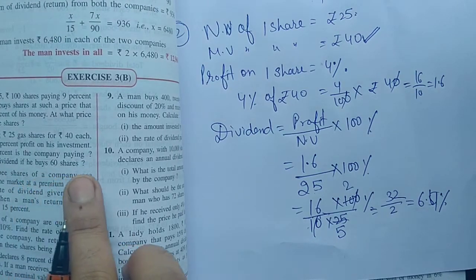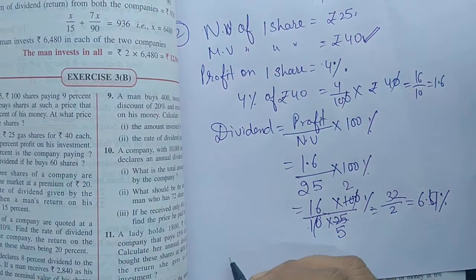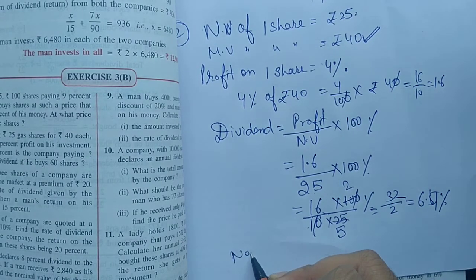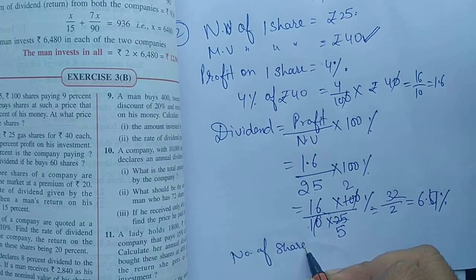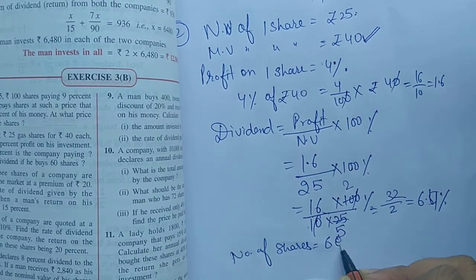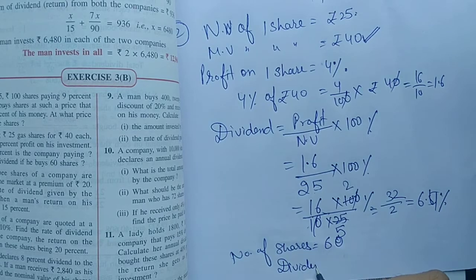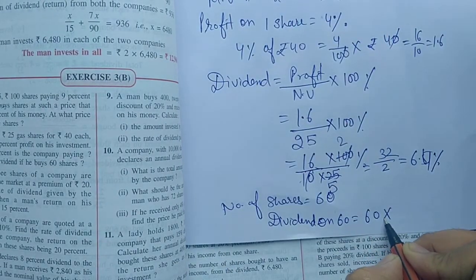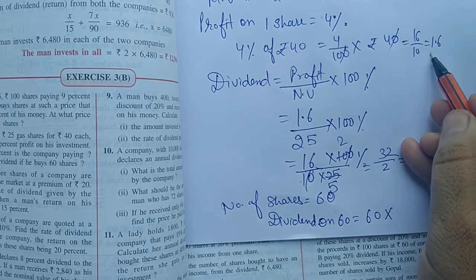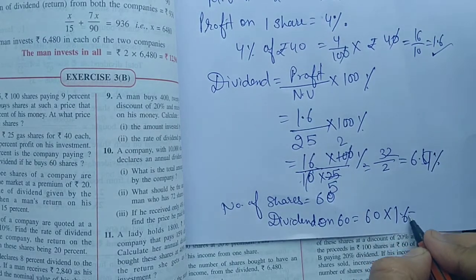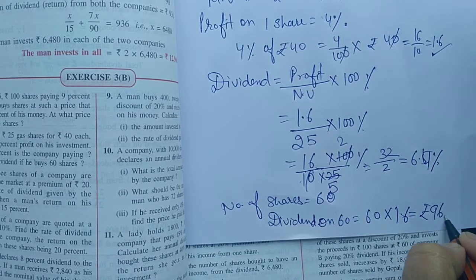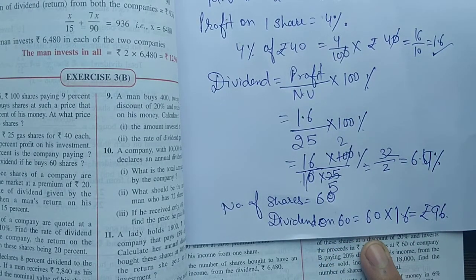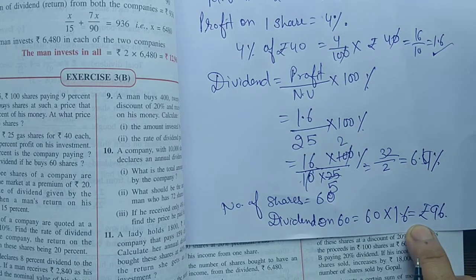What is the dividend if he buys 60 shares? So number of shares is equal to 60, then dividend is equal to, dividend on 60 shares will give us 60 multiply by this 1.6, it will give us rupees 96. So dividend on 60 shares will give us 96 rupees. So this is the answer.